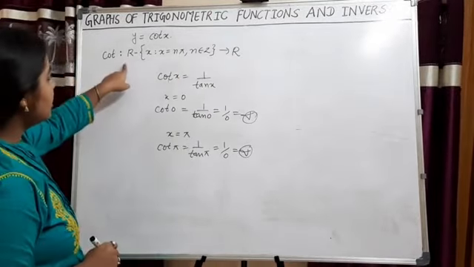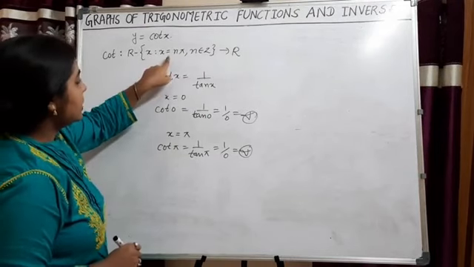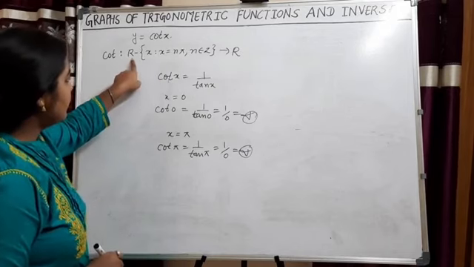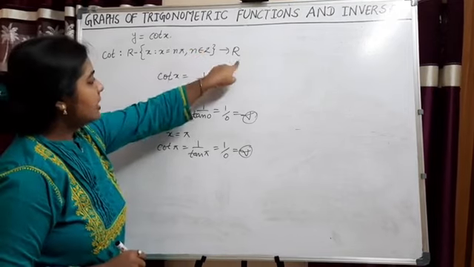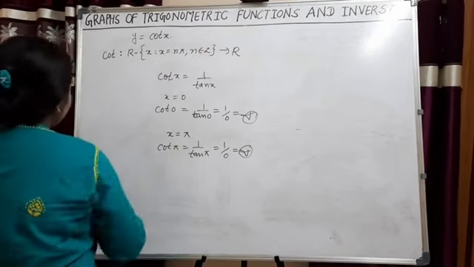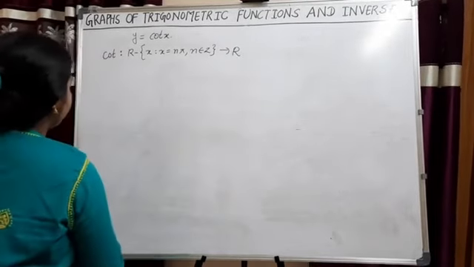Because of that, in the domain of cot x we do not take the x equals n pi part. The domain of cot x will be all real numbers except n pi, and the range will be all real numbers. Now we will draw the graph for cot x.